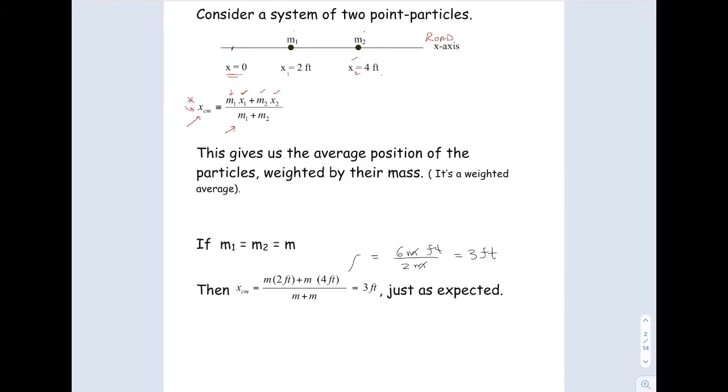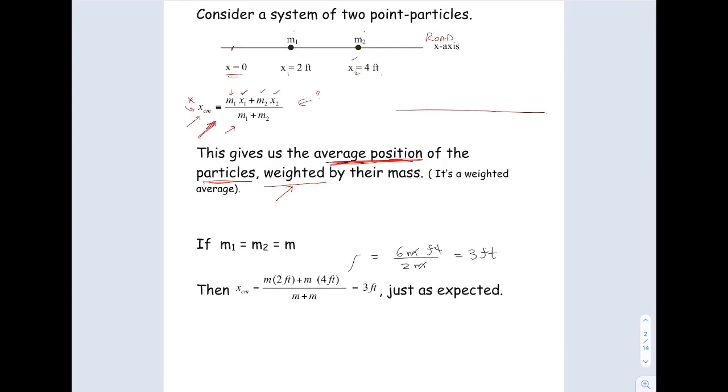So we haven't derived this. We'll do that when we get to the chapter on torque. So we're just going to see if it works in a special case with the two tennis balls. What this position of the center of mass gives us is the average position of the particles weighted by their mass. And I'm using the word weight like a statistical weight. It's a weighted average.